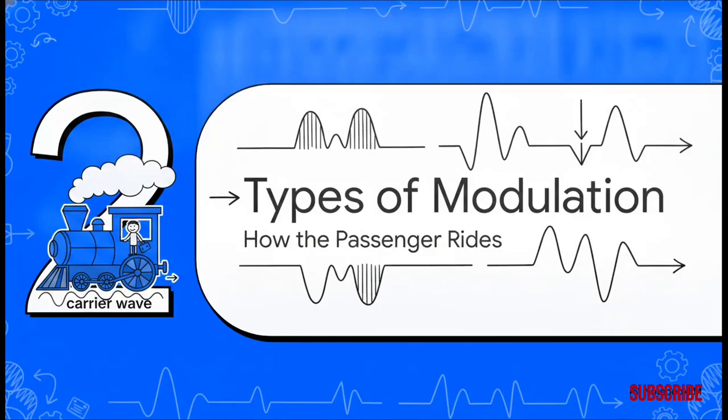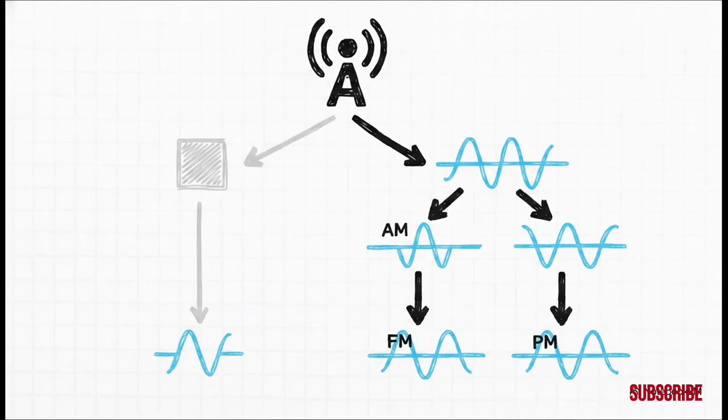Section 2, Types of Wave Modulation, How the Passenger Rides. Okay, so the train is ready and the passenger is on board. But there are actually a few different ways that they can ride this carrier wave.